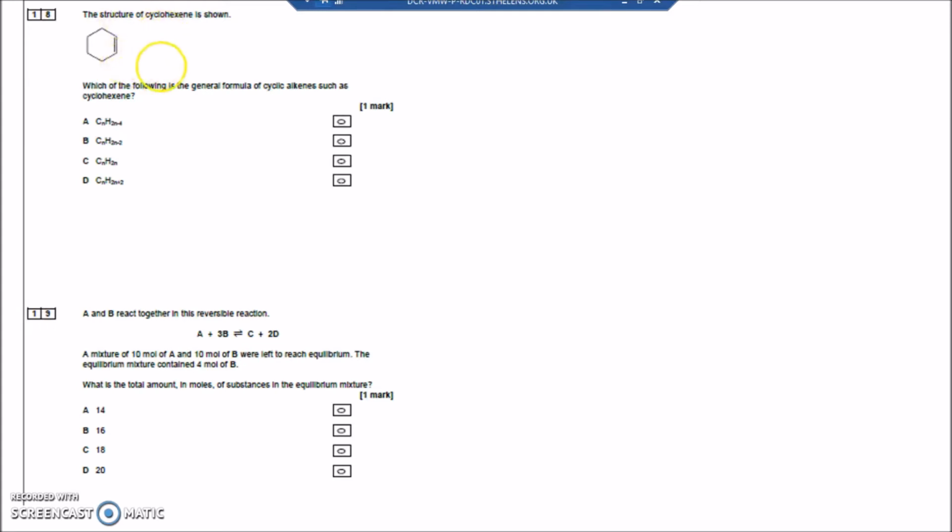Question 18 then, which of the following is the general form of cyclic alkenes such as cyclohexene? So let's have a look at cyclohexene. It has 6 carbons in a ring, and on 4 of the carbons it's got 2 hydrogens, and on the other 2 carbons it's got 1 hydrogen. So it's got 1, 2, 3, 4, 5, 6, 7, 8, 9, 10. So it's C6H10. If I double the number of carbons, C6 to 12, I'd have to take away 2 from the 12 to make 10.